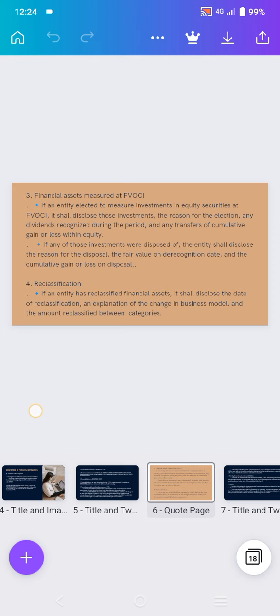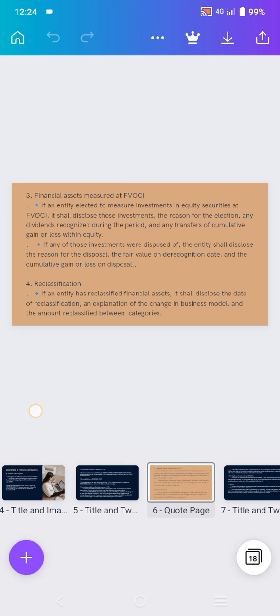So, the fair value on recognition date and the cumulative gain or loss on disposal. So, yun po, isasali na po nila ang fair value po nila na mismo i-assume nila sa date na yun at saka sa cumulative gain or loss on disposal po niya.